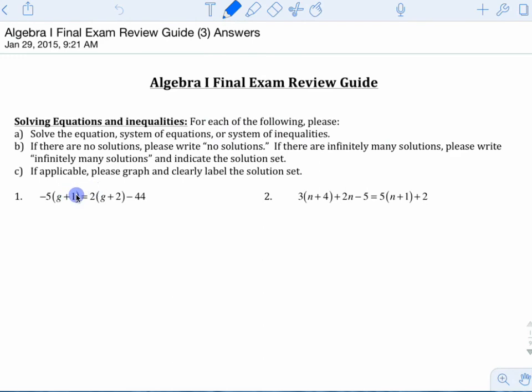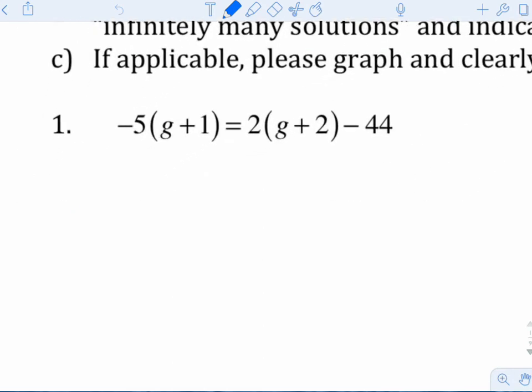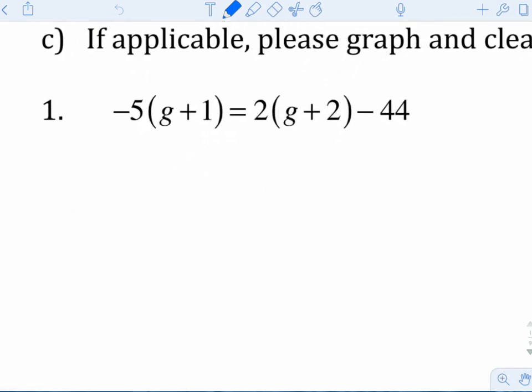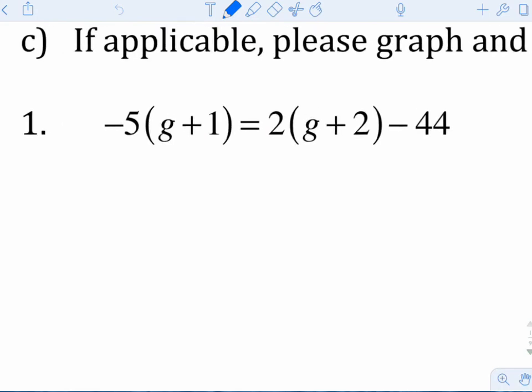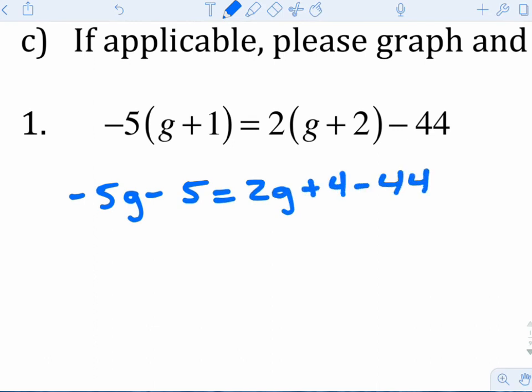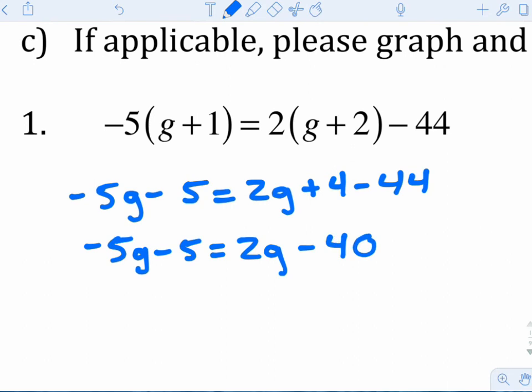So let's go ahead and start with this first one. The first thing I want to do is distribute this -5 to this set of parentheses, g plus 1, and distribute that 2 as well. So we'll end up with -5g minus 5 equals 2g plus 4 minus 44. And then I'm going to collect our like terms on both sides, the only ones being that 4 and -44 will simplify to -40.